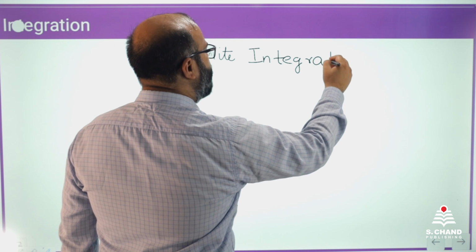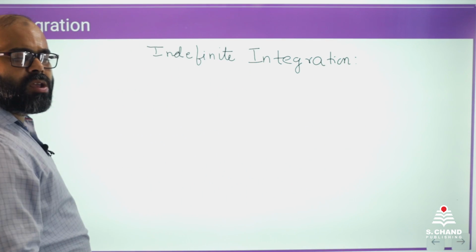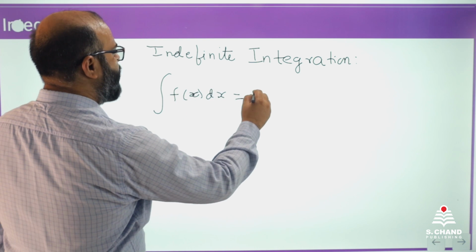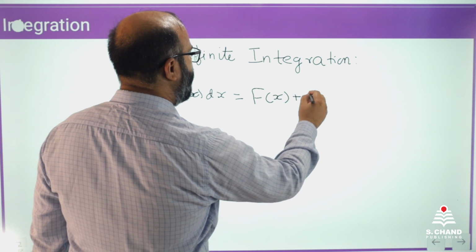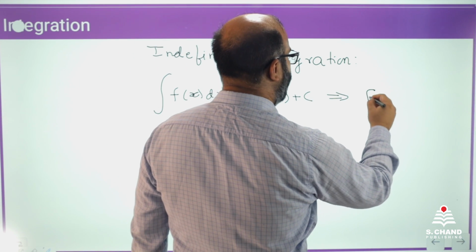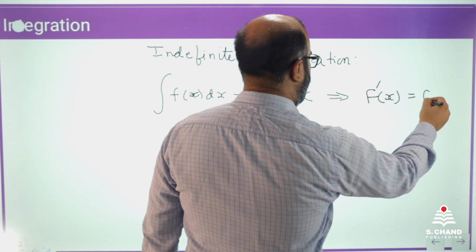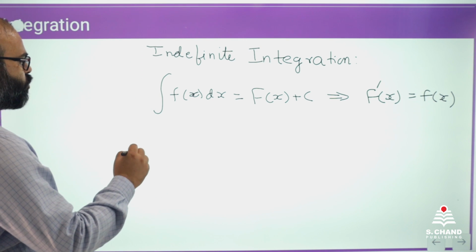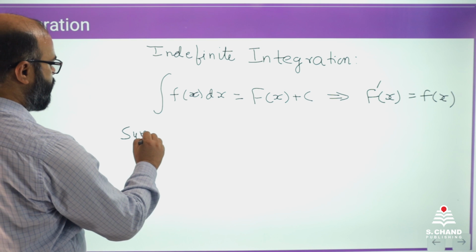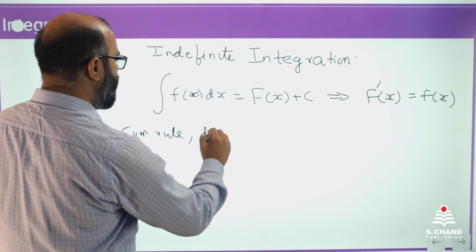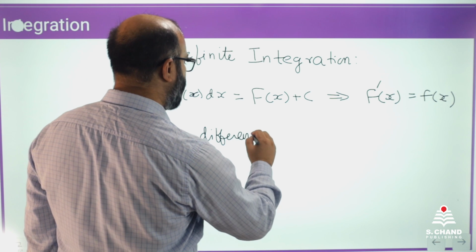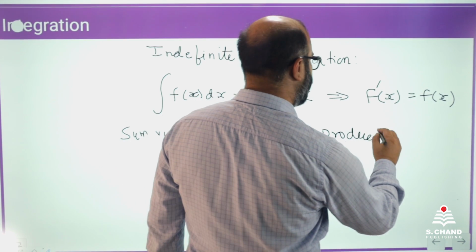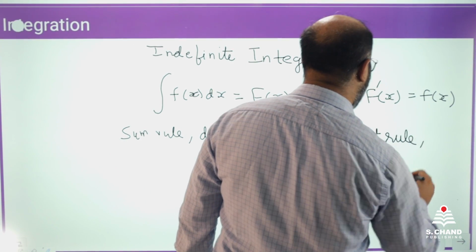Indefinite integration means it is a reverse process of differentiation. So whenever you integrate a function f(x) and you say that it is capital F(x) plus a constant of integration, it simply means that the derivative of capital F(x) is small f(x). This is what indefinite integration means. There are a few rules associated with it: sum rule and difference rule, then we have product rule, and then we have quotient rule. All these rules you have to remember.